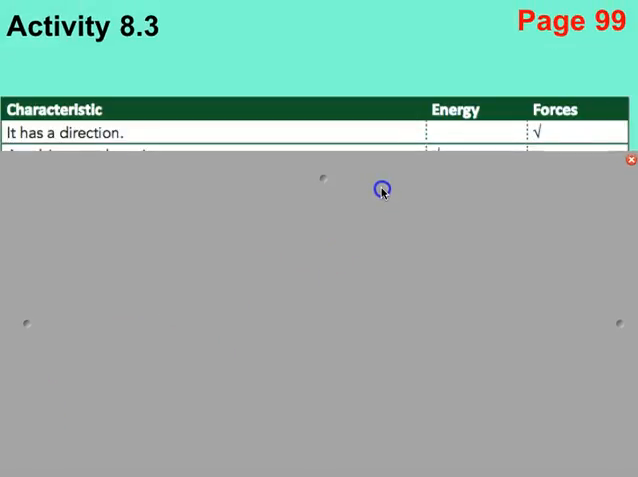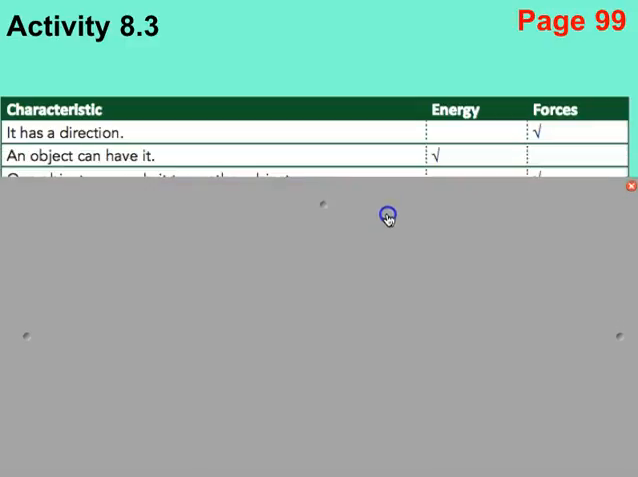It has direction. Forces have direction. That's why we have the arrows pointing to it. Energy doesn't really have direction. It just depends. Energy is applied to something, and it can be transferred from one object to another. But it can't change direction.